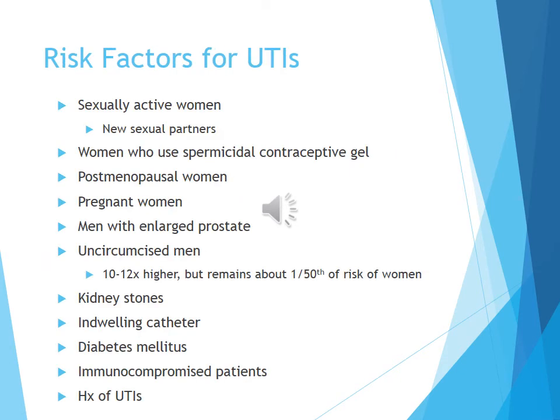Risks for UTIs are sexually active women, having new sexual partners. The reasoning is the bacteria in the urethra. So you're getting introduced to new bacteria all the time with multiple partners. Women who use spermicidal contraceptive gel, postmenopausal women, pregnant women, men with enlarged prostate, uncircumcised men, kidney stones, indwelling catheter, diabetes mellitus, immune compromised patients, and anyone with a history of UTIs.